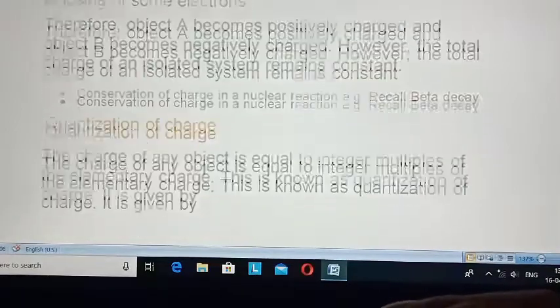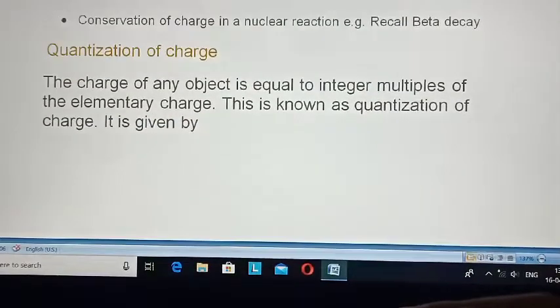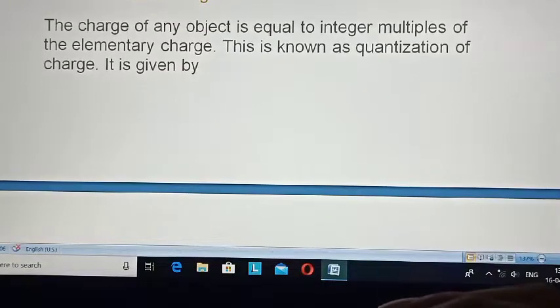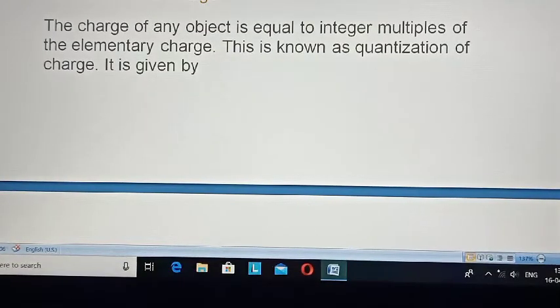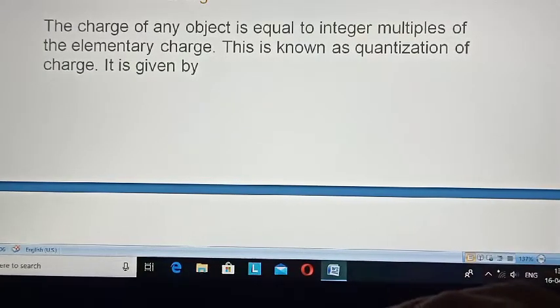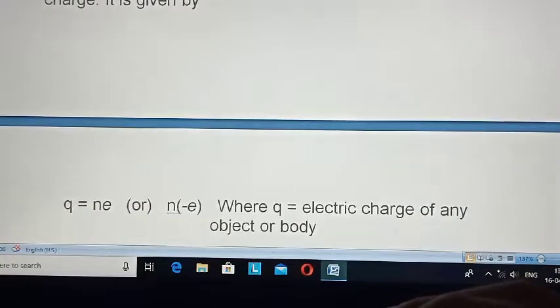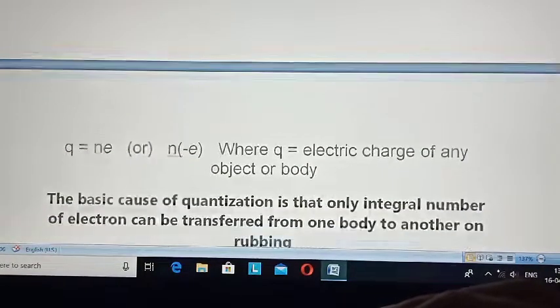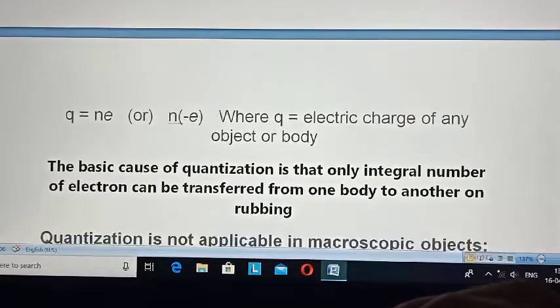Next is quantization of charge. Now you can see the statement first. The charge of any object is equal to integer multiples of the elementary charge. This is known as quantization of charge. Elementary charge means electronic charge. So electronic charge is considered to be the simplest possible charge.